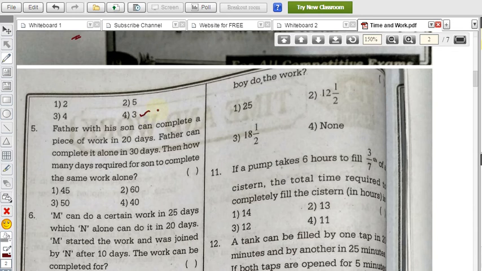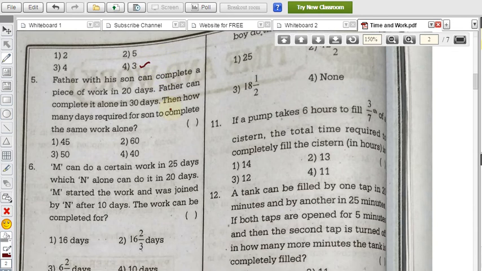Yeah, this is the answer. Now the same type of question here. Fifth one: father with his son can complete a piece of work in 20 days. That means father and son together. Father can complete it alone in 30 days. Then how many days are required for the son to complete the same work alone? So this formula is P into Q by P minus Q, because the first category is together, the next one is alone.